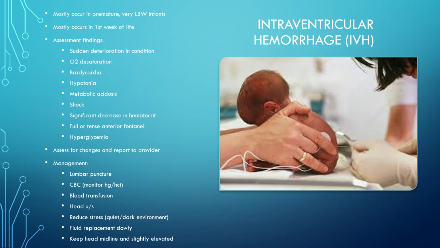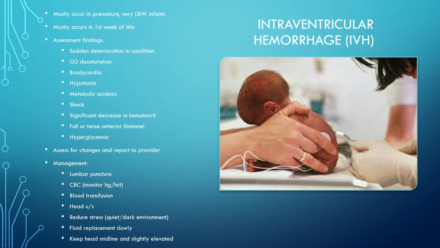So in our moms who are in preterm labor, if we think that they are going to deliver, and these are like before 30 weekers or so, they might put them on magnesium sulfate to decrease the risk of this. But things that would make you think that your newborn is experiencing an intraventricular hemorrhage include a sudden deterioration in their condition. So maybe that's like a change in their LOC or their vital signs. It's a sudden change in them. O2 desaturation, they're bradycardic and hypotonic.